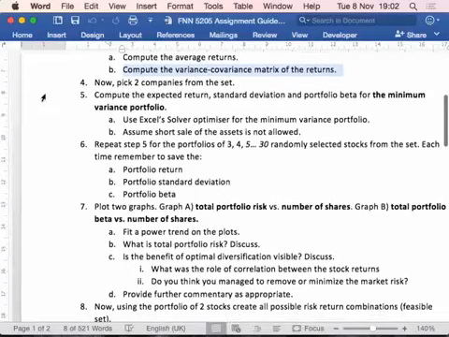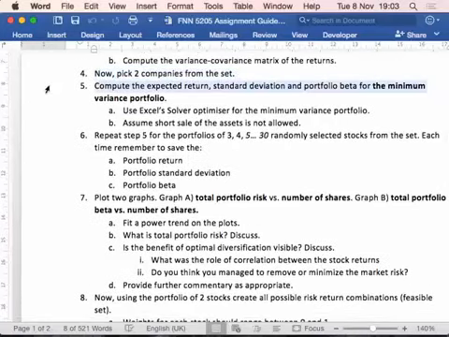Now you start here, guys. This is the key point. This is a loop. You come back to numbers 4, 5, 6, and 7. This is a repetitive process now. For the first case, you pick 2 companies, then compute the expected return, standard deviation, and portfolio beta for the minimum variance portfolio. This is the part I showed in the video as well, calculating the portfolio variance and standard deviation.